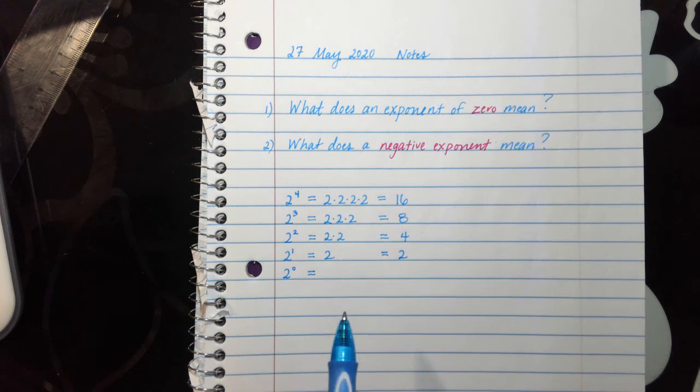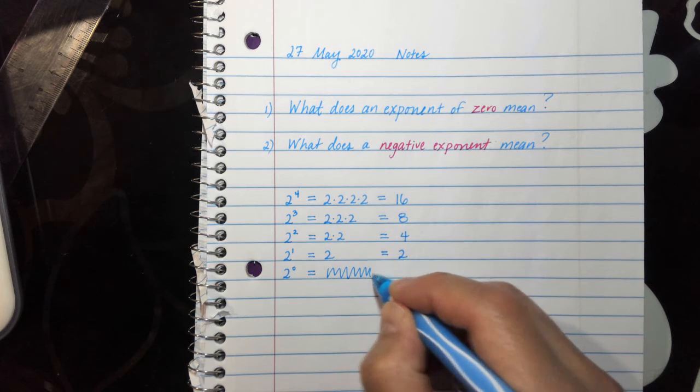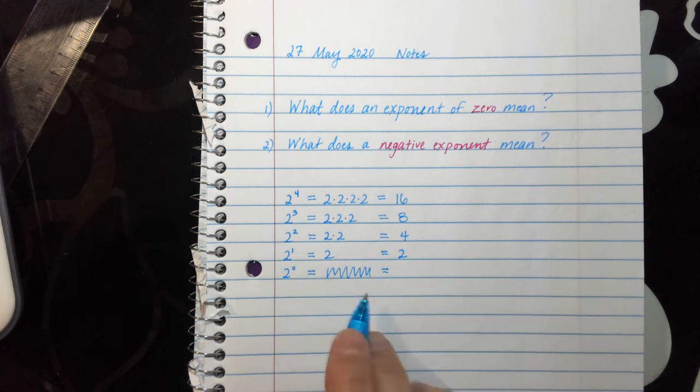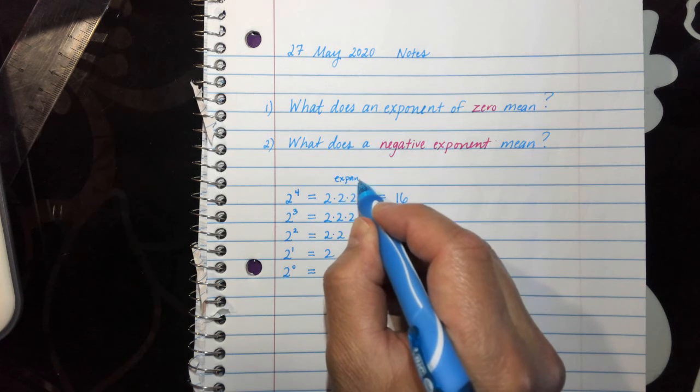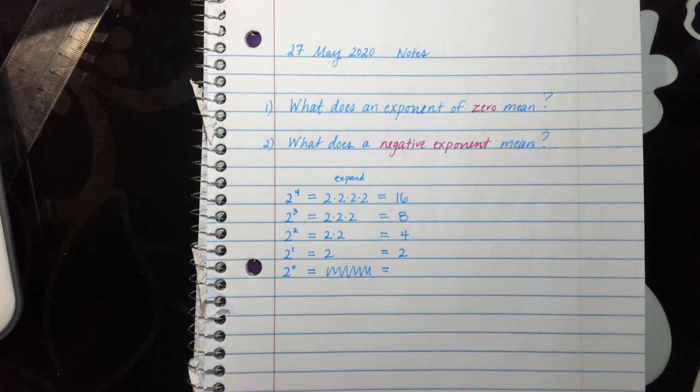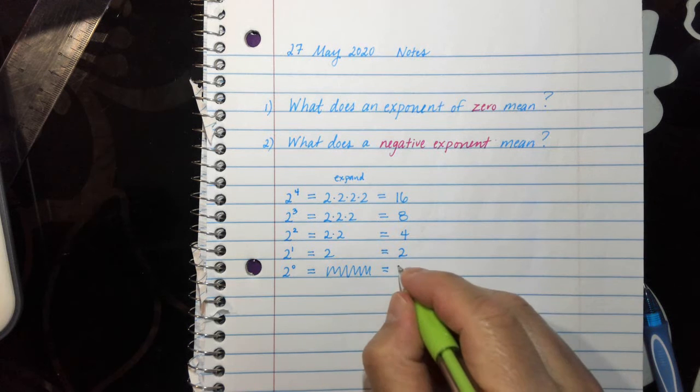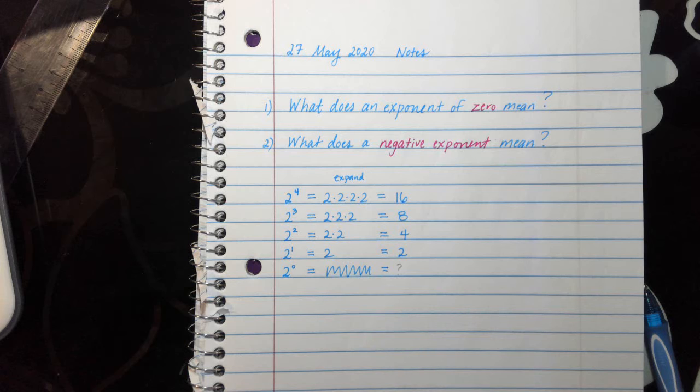Okay. And then 2 to the 0. First of all, you can't write something 0 times. So this part is impossible. You can't expand it. This is called expanded form. Not possible. What do you think it equals? Question mark. Well, we're about to find out what it equals, and we're going to use pattern recognition.